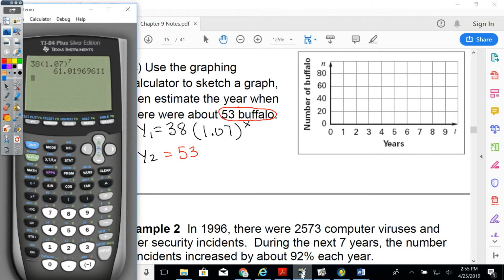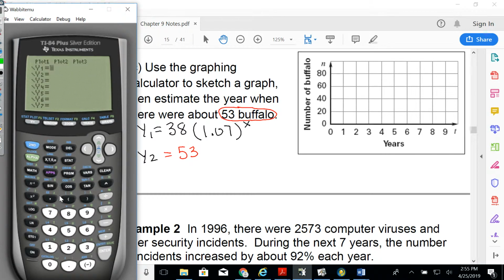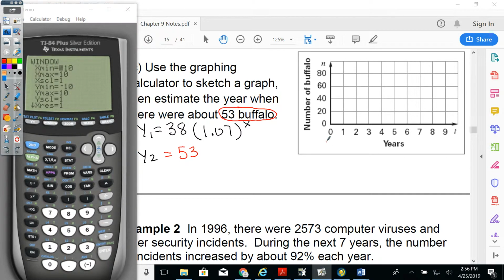So going to the calculator and the y equals, we're going to do 38 times 1.07 to the x power. And then here we're going to do 53. Now I give you the graph over here, not because I need exact points, but because this actually gives you the window you want to use. So if you go to window, the number here, this is your x-axis. So this is your x minimum.